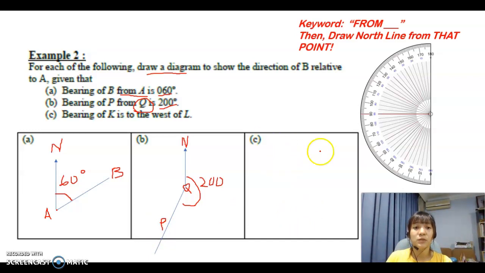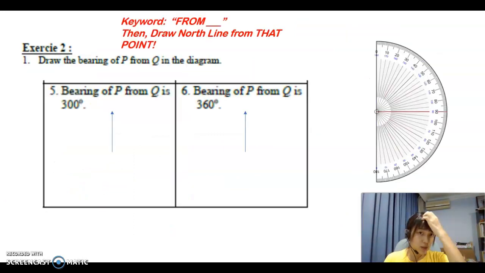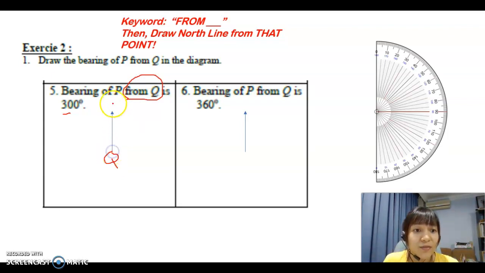Okay. So see, you try it out yourself. Then proceed to the next one. Same thing, draw the bearing of P from Q. So now we are going to try 300. The keyword is from where? From this Q. You're going to draw Q first. Q is here. Then from where you stand, you have to identify your north line.